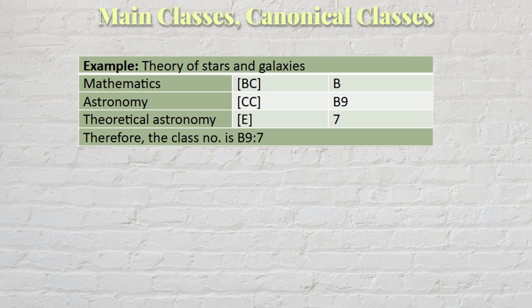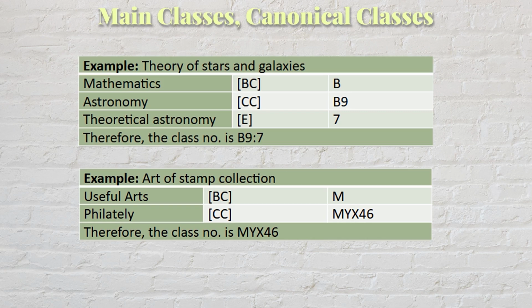Again, the art of stamp collection. The useful arts here is M, and philately, that is the art of stamp collection, is the canonical class of the basic class useful arts. So the notation for philately is there, MYX46. So the class number is MYX46.